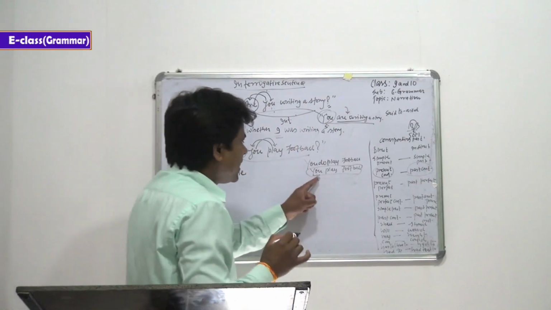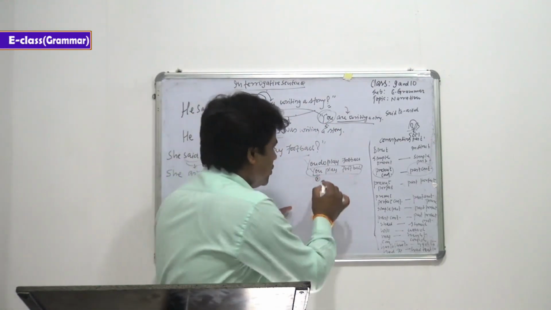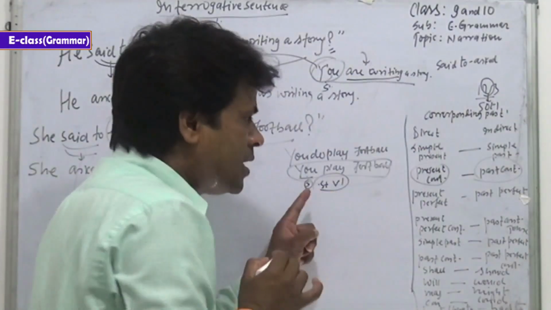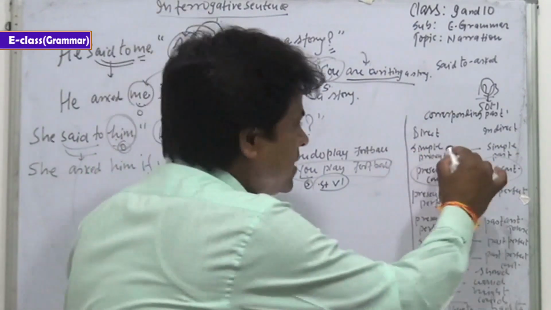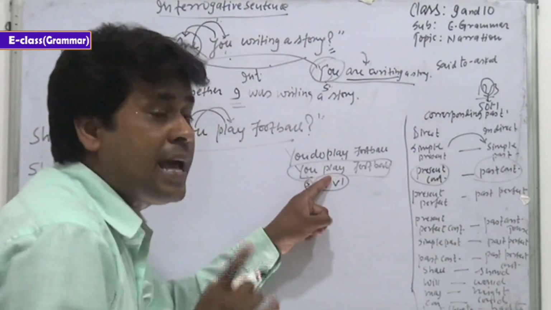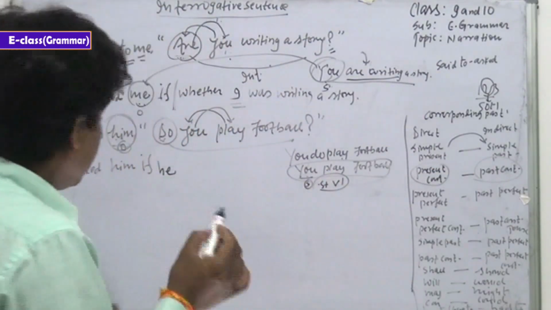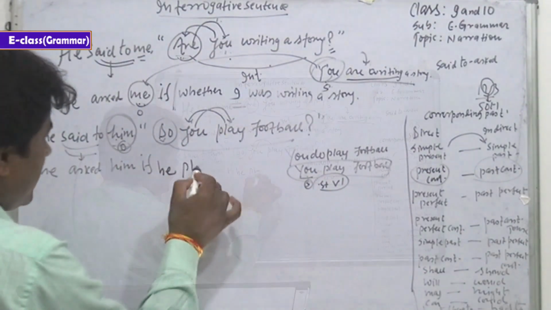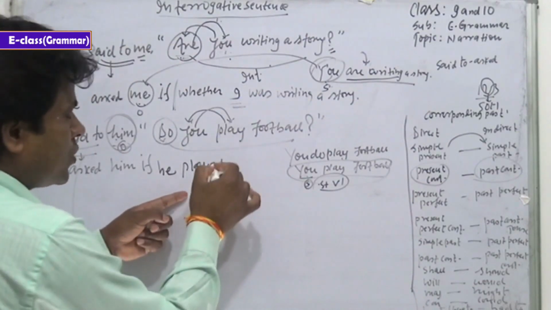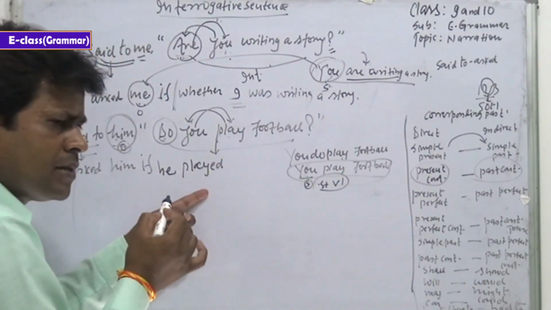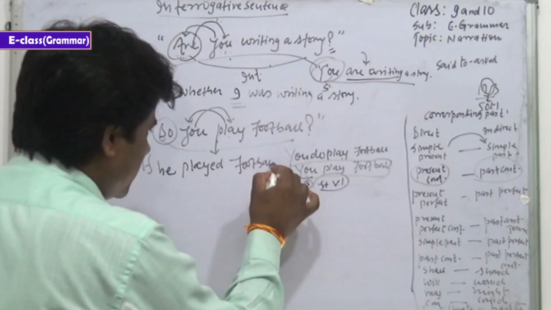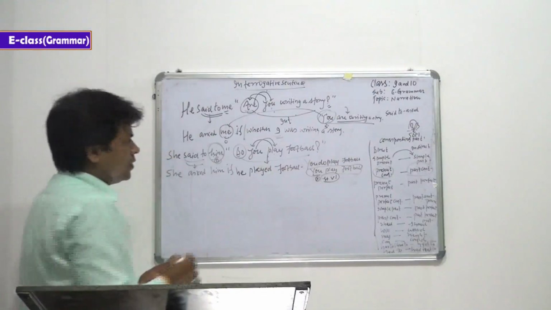Now tell me which tense is this? You play football. You play means V1, subject plus V1. Which tense? Simple present. And it becomes simple past. So what is the V2 of play? Played. So if he played, V2 of play. Simple present becomes simple past. If he played football. Yes. This is the answer.